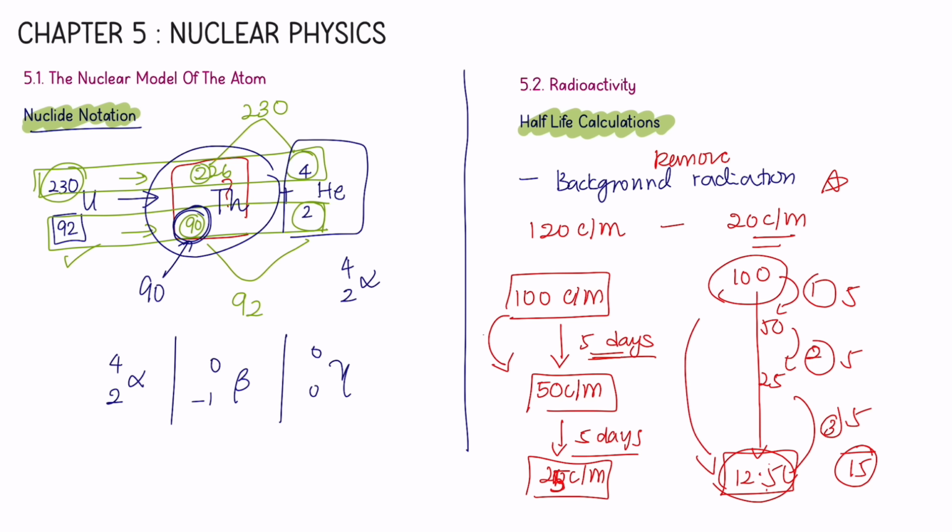And if you are asked to give the reading on your Geiger-Muller counter or on the device, then you have to add back your background radiation, which is 20 counts per minute. So after 15 days, the reading would be 32.5 counts per minute, because 12.5 is what remained after 3 half-lives. Always don't forget to add back your background radiation.